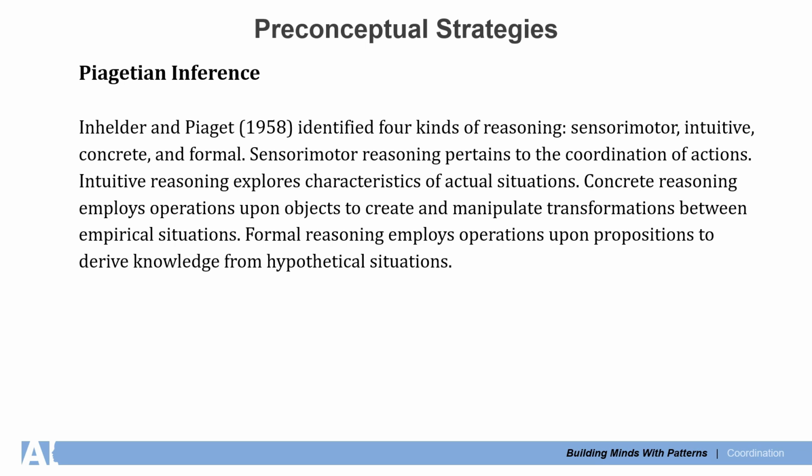Piagetian inference. Inhelder and Piaget identified 4 kinds of reasoning: sensory motor, intuitive, concrete, and formal. Sensory motor reasoning pertains to the coordination of actions. Intuitive reasoning explores characteristics of actual situations. Concrete reasoning employs operations upon objects to create and manipulate transformations between empirical situations. Formal reasoning employs operations upon propositions to derive knowledge from hypothetical situations.